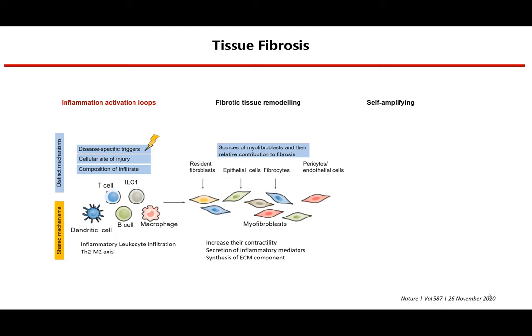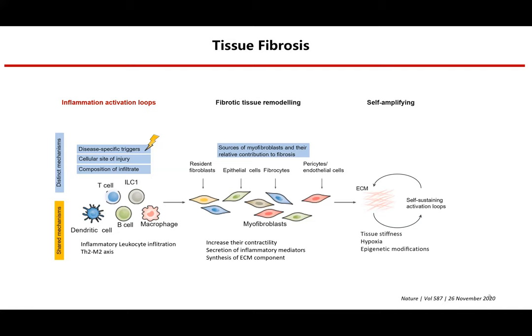This profibrotic factor secreted by immune cells will activate the resident fibroblasts and induce the transdifferentiation of various tissue types to myofibroblasts. And the last stage is fibrosis self-amplifying. Progressive tissue remodeling induces self-sustaining activity of myofibroblasts, which present an activated phenotype in fibrotic disease.